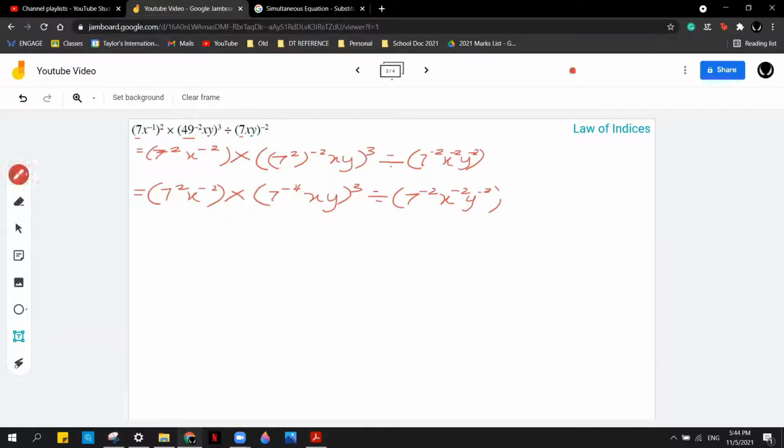Let's continue. As you can see here, this 2 is still stable. We have not done anything here yet. We are now looking at the center one, so let's open up the center one right now. So 7 square to the power of negative 2 times 7 to the power of negative 4 times 3 is 12, x to the power 3, y to the power 3, divided by 7 to the negative 2, x to the negative 2, y to the negative 2.